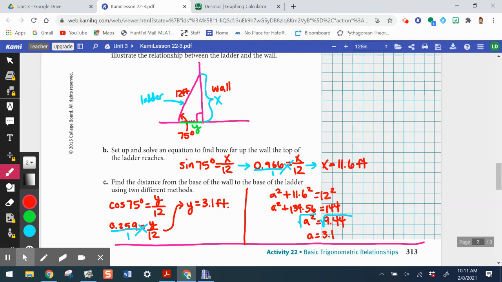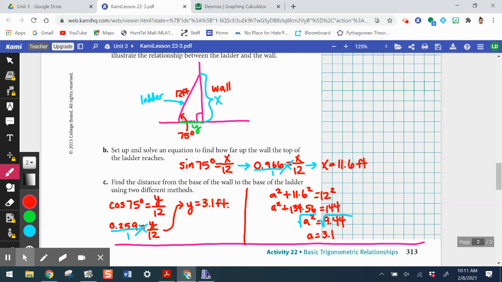Square first. So 11.6 squared is 134.56. 12 squared is 144. Subtract this value, 134.56, from both sides, so we can get A squared by itself. And we get A squared is 9.44. Now, to get rid of this square, we take the square root, and we get that same approximate value, 3.1 feet.